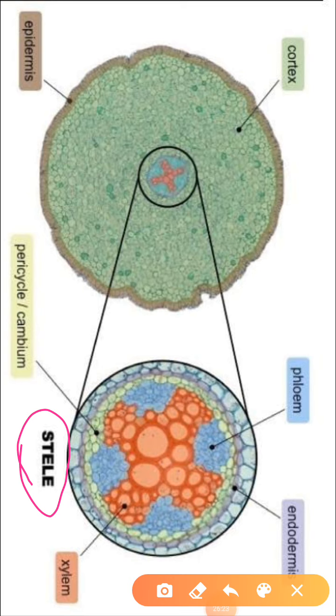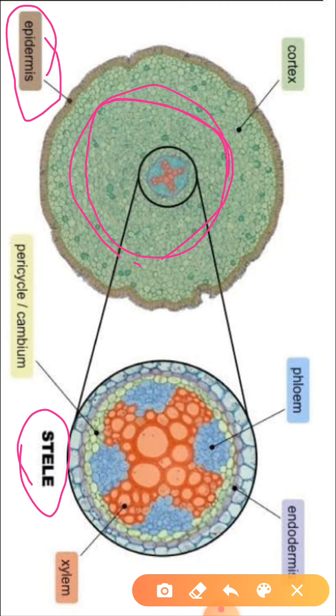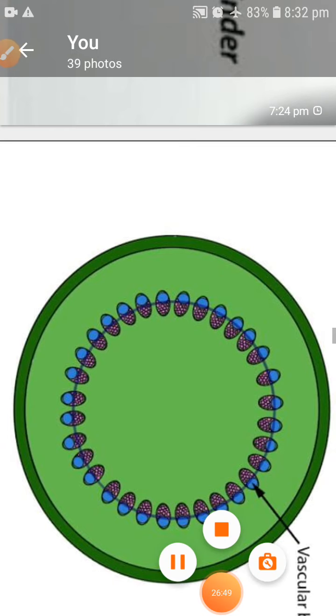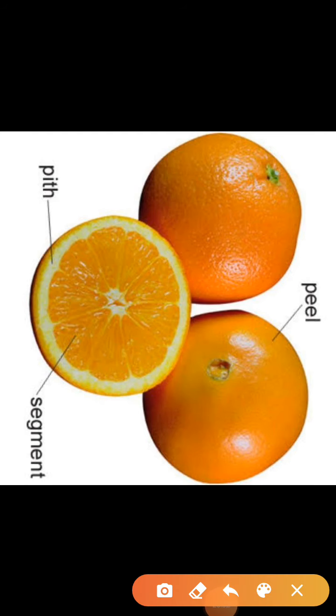All the tissues inside the endodermis or outer layer constitute the stele. So, stele has two parts, pericycle and vascular bundle. Next one, pith. Spongy white tissue lining is called pith. So, young roots, small, little grown roots have pith. In old root, pith is absent.